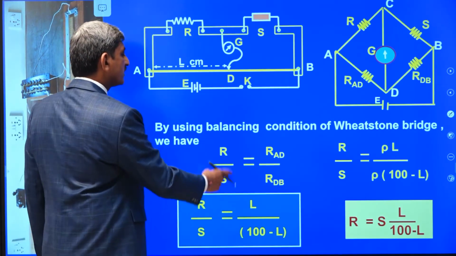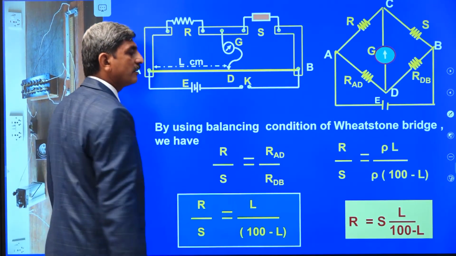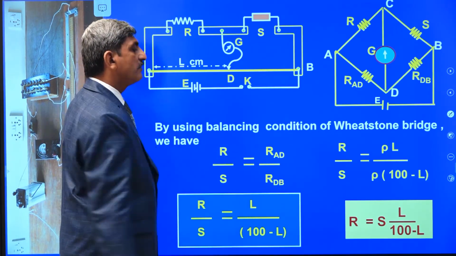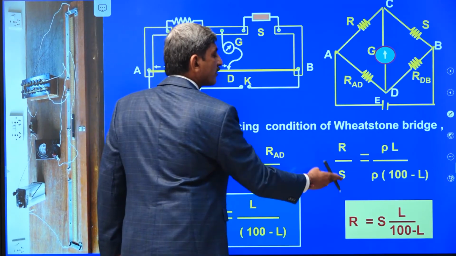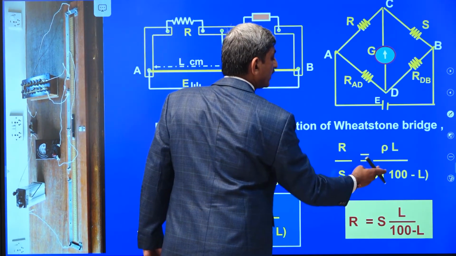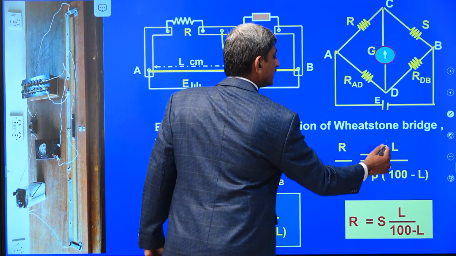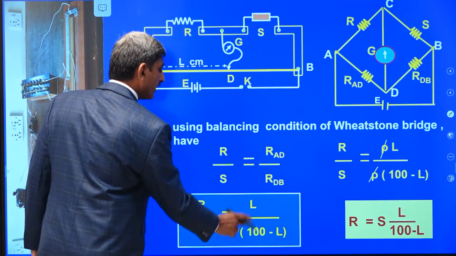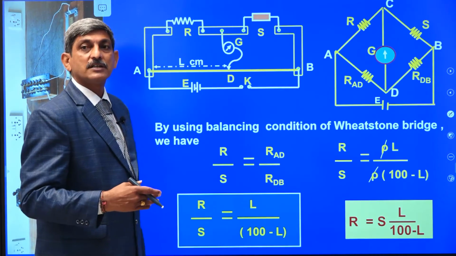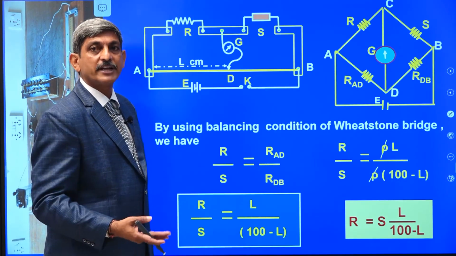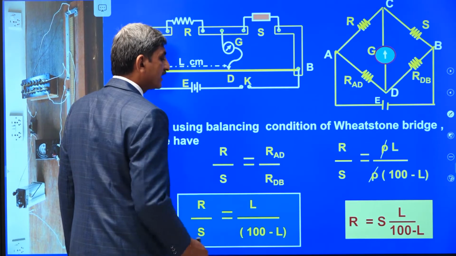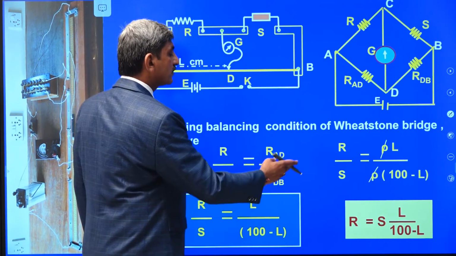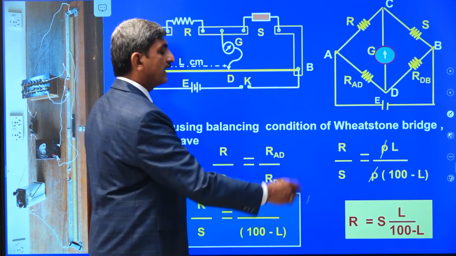Here this R by S is equal to RAD by RDB. In the previous screen we studied RAD and RDB values. From that we have R by S is equal to rho L by rho into 100 minus L. This rho cancels and we have R by S is equal to L by 100 minus L, which is the balancing condition of the meter bridge. From this balancing condition, the unknown resistance value can be determined by the formula R is equal to S into L by 100 minus L.